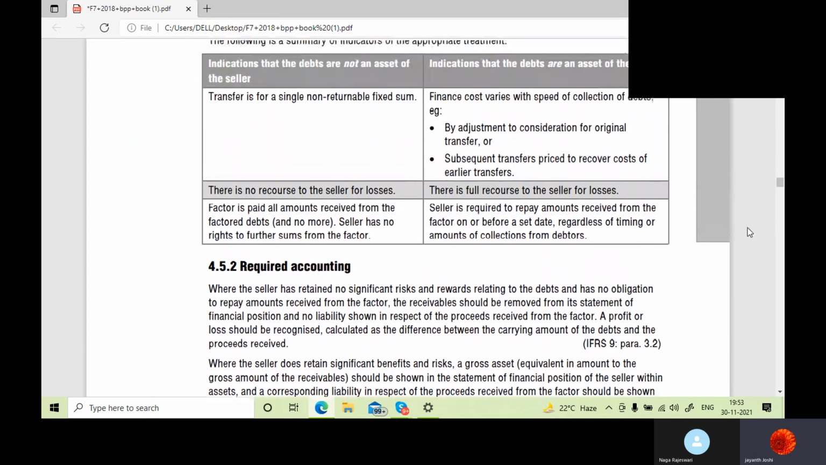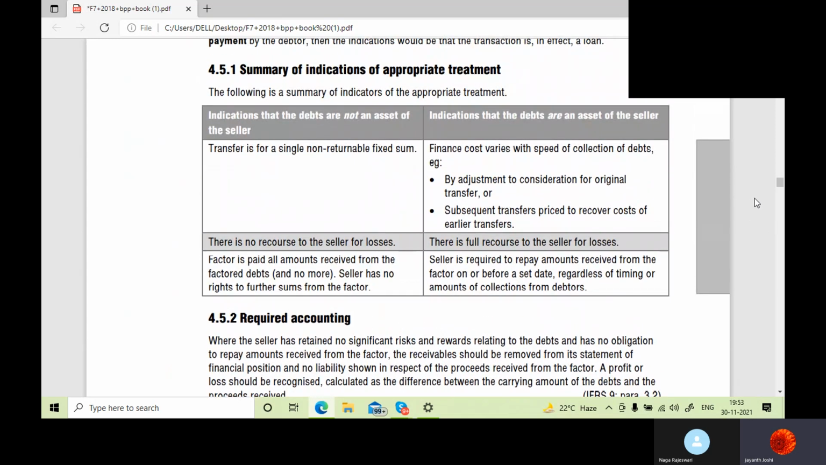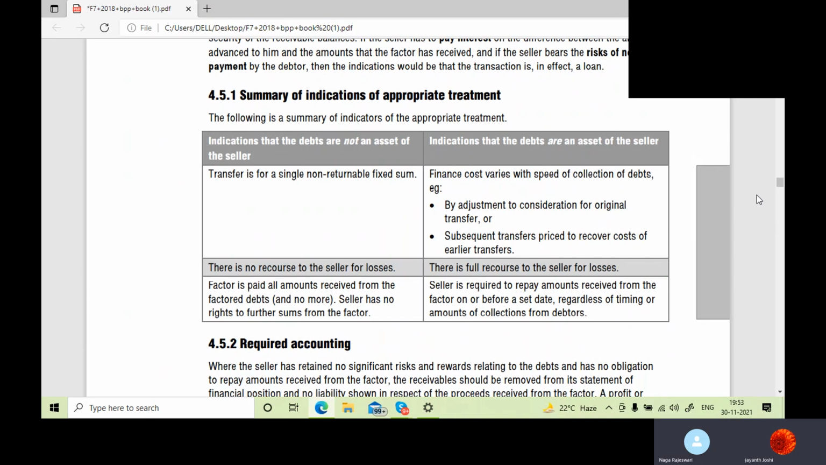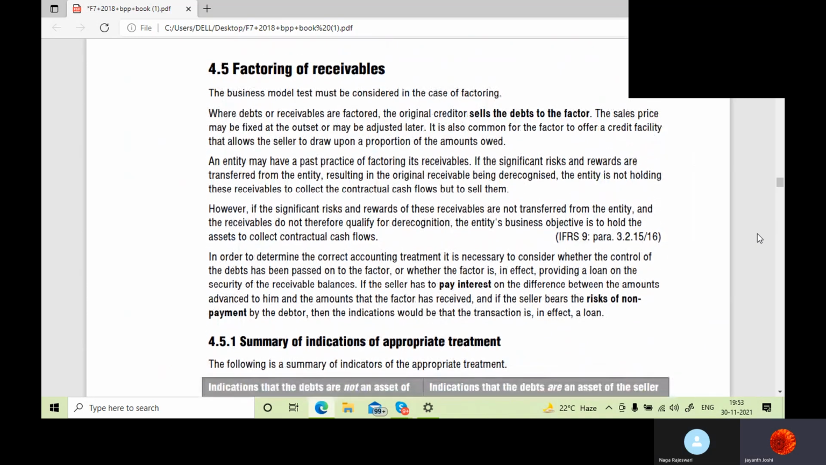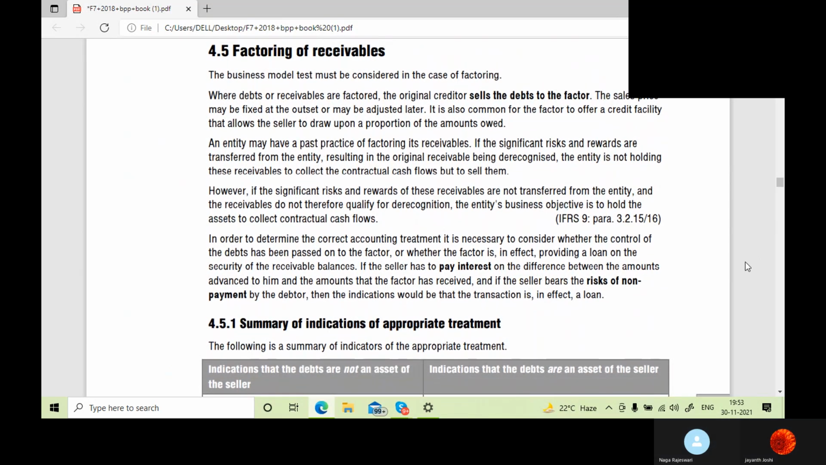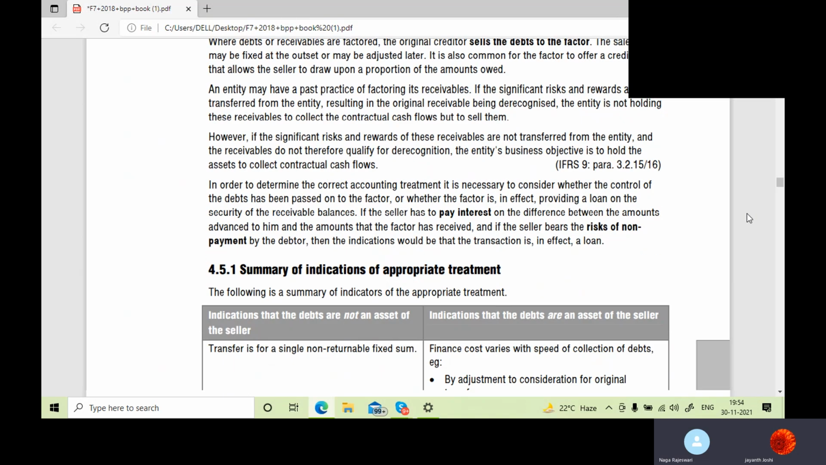So whatever the charges are there now for factoring, you should show that in the P&L as an expense. Factoring of receivables. So under which, sir, in P&L? See, expenses only, na? Means like in which category? Finance costs. They are financing, na? Finance costs. Okay, sir, finance cost.